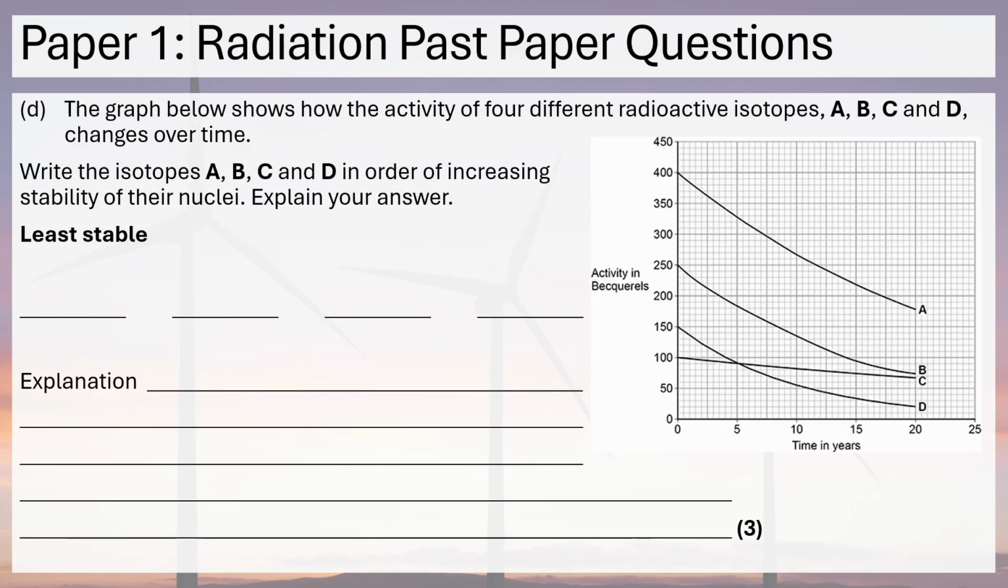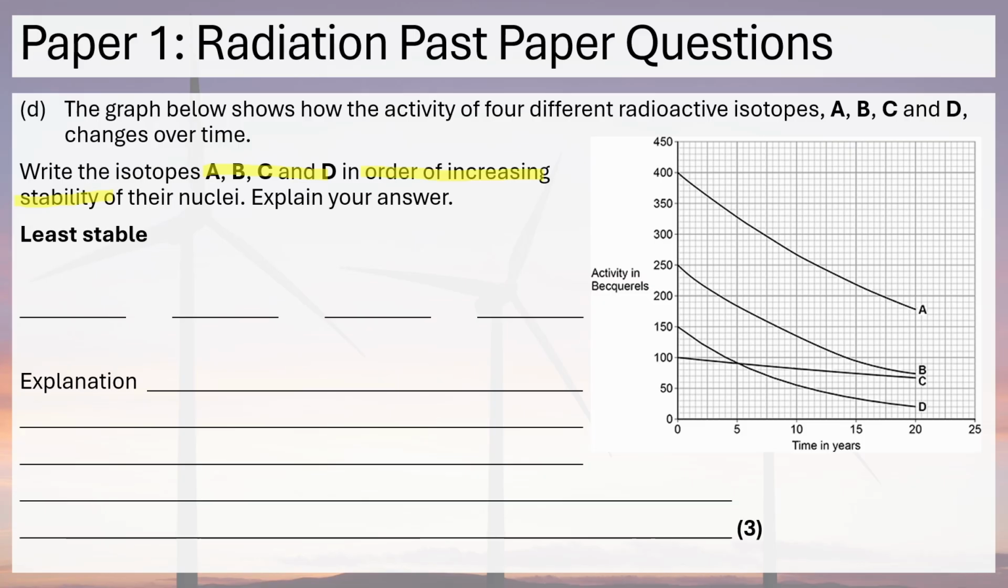Part D, the graph shows the activity of 4 different radioisotopes A, B, C and D, so it's showing how that activity changes over time. So this is a decay graph, if you like. We've got to write the isotopes A, B, C, D in increasing order of stability. Then we've got to explain our choice.